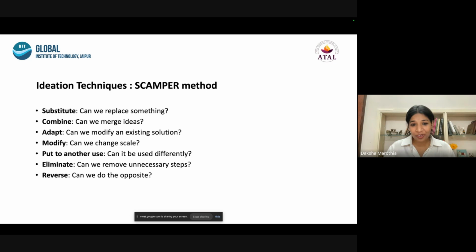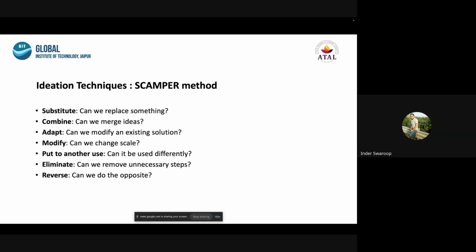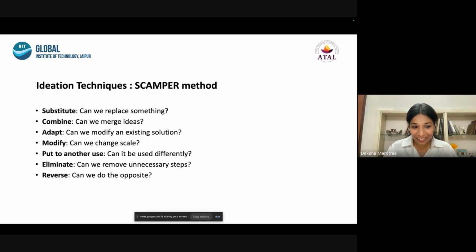Anybody who is up for quickly improvising, giving me an idea and doing a SCAMPER method here? Anyone? Any volunteers? Hello. Yes, sir. Hello. Anyone? One idea. Everybody can do it, we can do it all together. Somebody can say the substitute for that particular idea. Somebody can give me an example of how we can combine that. Anybody?